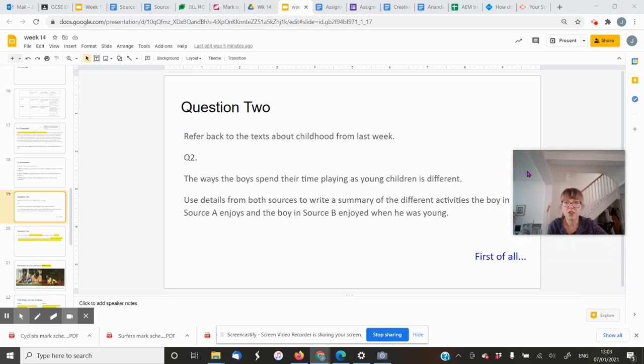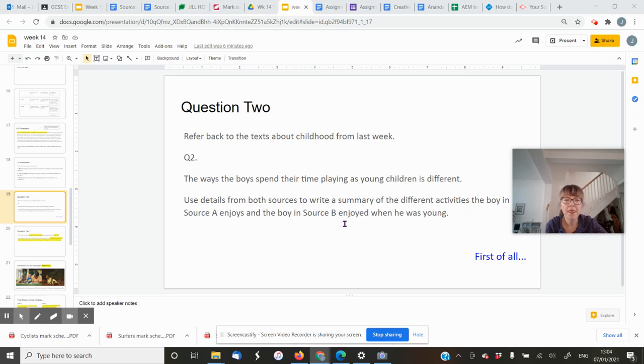So what we'd like you to do is have a look at question 2 on the text about childhood that we looked at last week. So question 2 for this text is: the way the boys spend their time playing as young children is different. Use details from both sources to write a summary of the different activities the boy in source A enjoys and the boy in source B enjoyed when he was young.